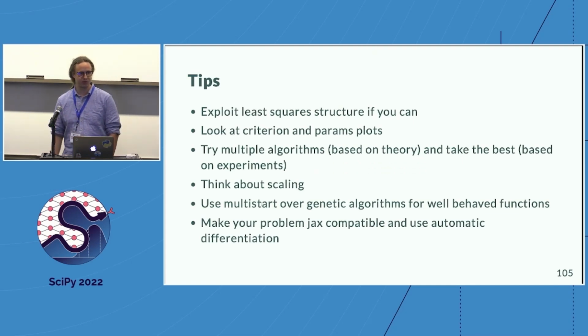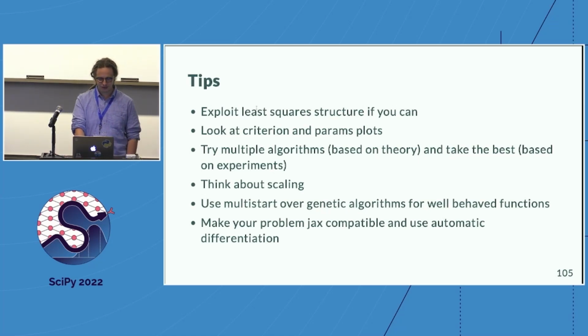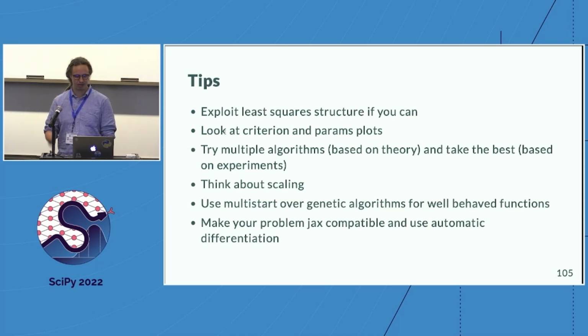So here I want to summarize the few tips that I wish I had known before I started doing my first optimization. If you have a least square structure or some other special structure, try to exploit it. Whenever you run an optimization, try a few optimizers and look at a criterion and params plot. It just gives you a lot more security on whether you actually found an optimum, whether it converged, and so on. When you choose algorithms, do a first selection based on theory, but also do some experiments, either in the sense of a benchmark, if you have a good benchmark set that is similar to your problem, or at least run a few optimizations for, let's say, 100, 200 iterations on your problem and see which one works best.